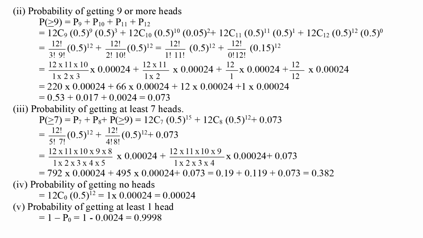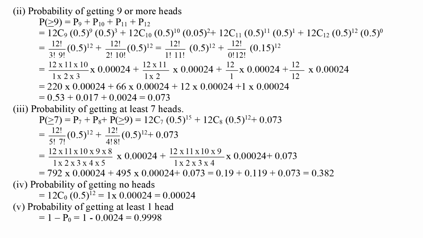II. Probability of getting 9 or more heads means P9 is included. P greater than or equal to 9 equals P9 plus P10 plus P11 plus P12 equals 0.053 plus 0.017 plus 0.0029 plus 0.00024 equals 0.073. III. Probability of getting at least 7 heads means P7 is included. P greater than or equal to 7 equals P7 plus P8 plus P greater than or equal to 9. This is because P greater than or equal to 9 is already calculated.